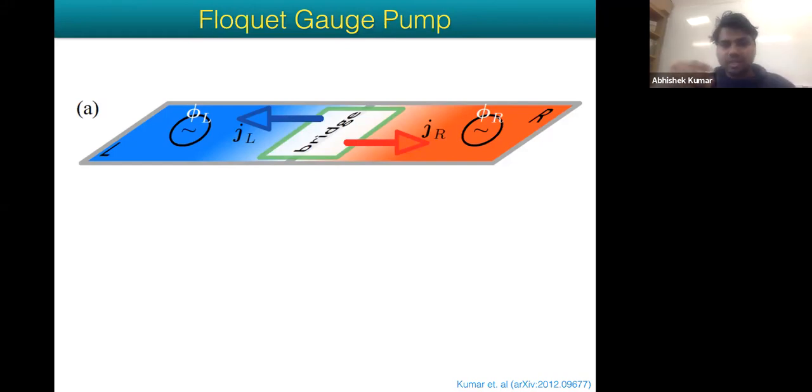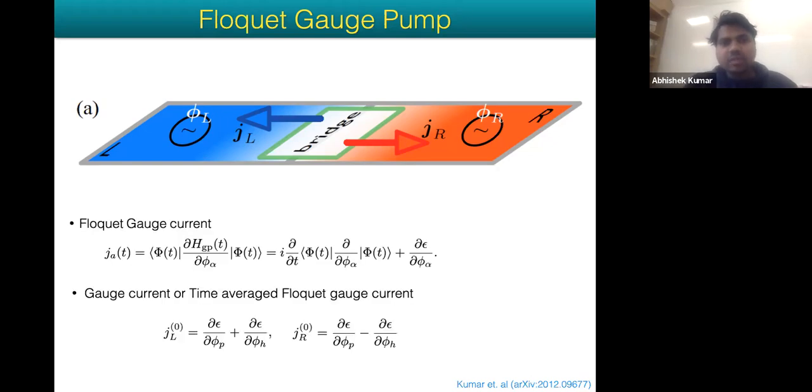time dependent. And in this case, we can derive a Floquet gauge current, which depends on the Floquet state and the many body quasi energy of the system. If we want to just calculate the time average Floquet gauge current, then we just need to calculate the quasi energy of the system, and then we can look at the time average Floquet gauge current, and we can tell some property about our initial system.